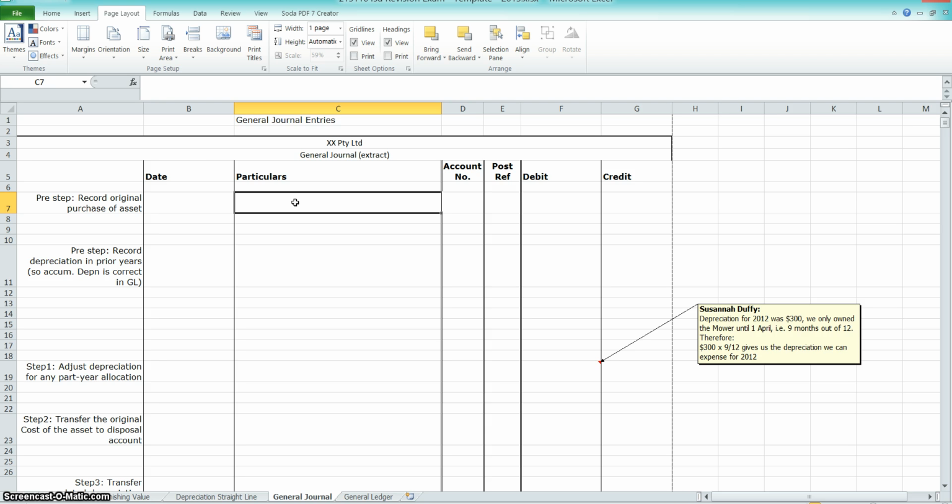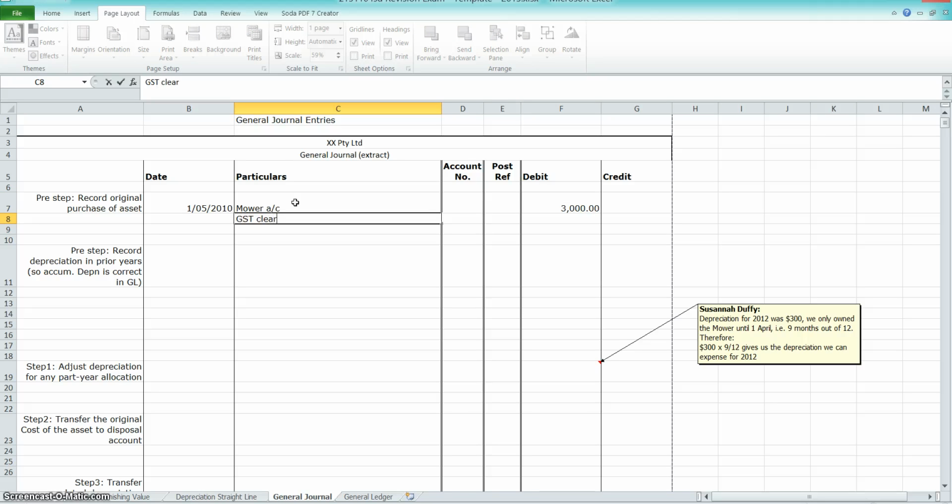Okay, so if we are looking at recording the original purchase price, the date is going to be the date we purchased it, which was the 1st of May 2010. The account we're going to use, we'll use the asset account first, because that's the debit, and it will be equal to the $3,000 we paid for.